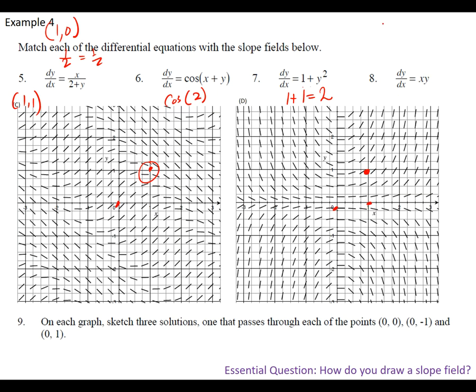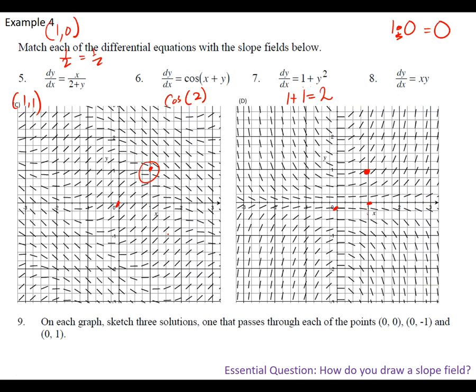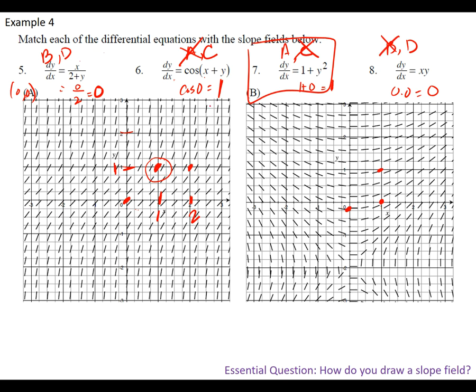So if I put in 1, 0 for that one, sorry, 1 times 0, what do I get? 0. So which one is more of the 0 slope, graph D or graph B? Graph D, right? So I would think that 8 is going to be D, and 5 is going to be more B. Okay? So you have to use process of elimination like that. Notice it's where the differentials appear.